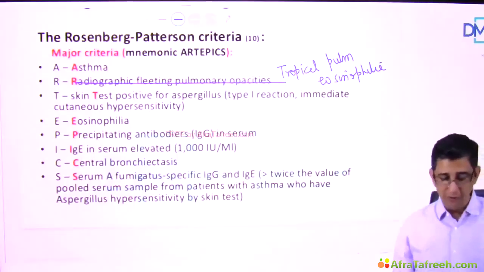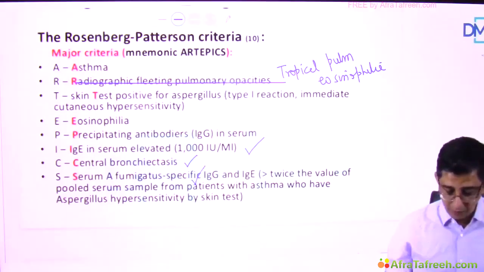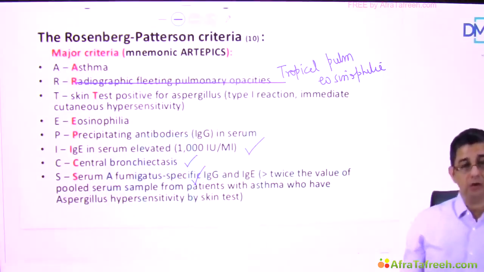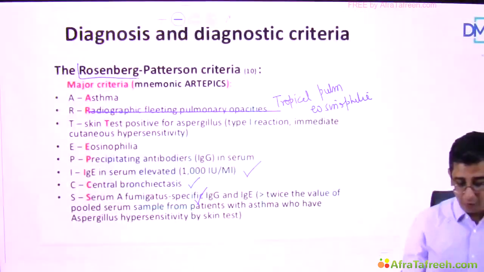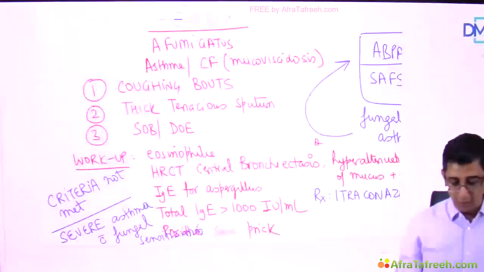Some of them are definitely still there, like immunoglobulin E antibodies in the serum, central bronchiectasis, and fungus-specific antibodies like immunoglobulin G and immunoglobulin E. But the initial criteria were called the Rosenberg-Patterson criteria. So that's the name that I want you to remember, not the criteria per se. What are the criteria I want you to remember? I'll go back to my original slide. I want you to remember these features.